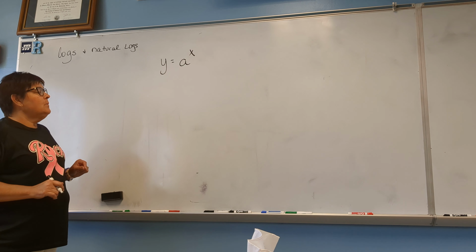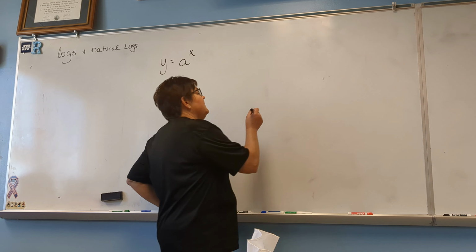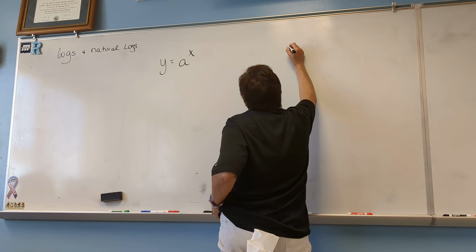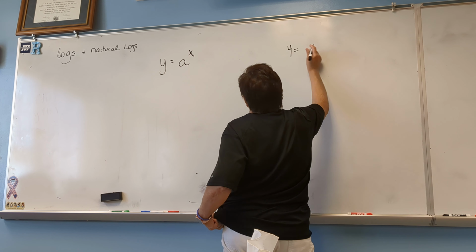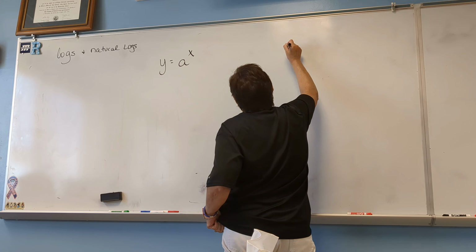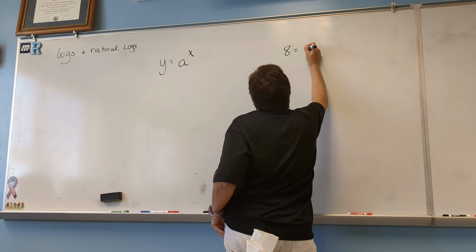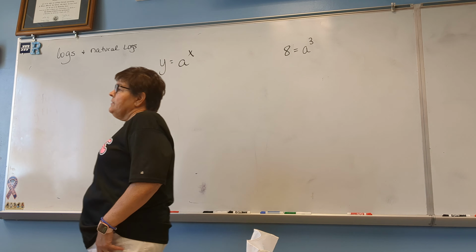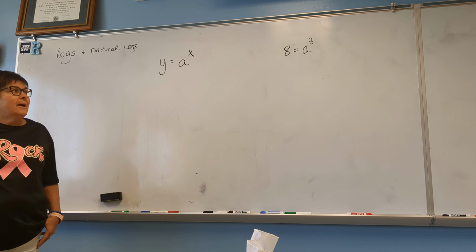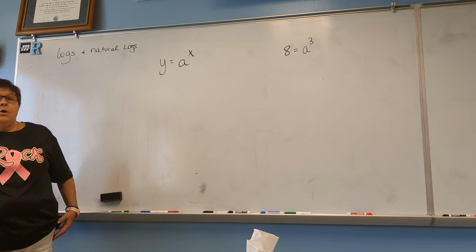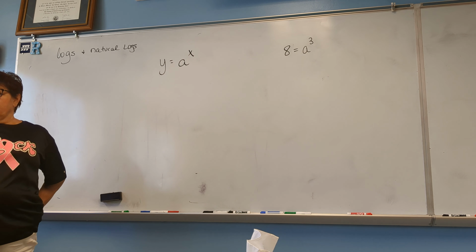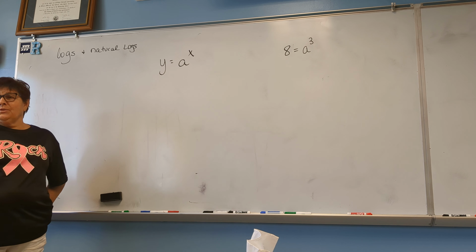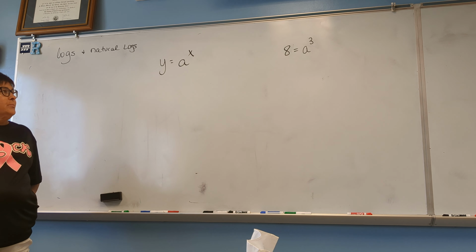We'll talk about how you will interchange them and how they're effective. So why would you want to use a log in the first place? What good does it do us? Let's say I have 8 is equal to a to the 3rd power. I hope that I naturally know that 2 to the 3rd power is going to give me 8. Does that make sense? If it's natural, it's something we're pretty good with.